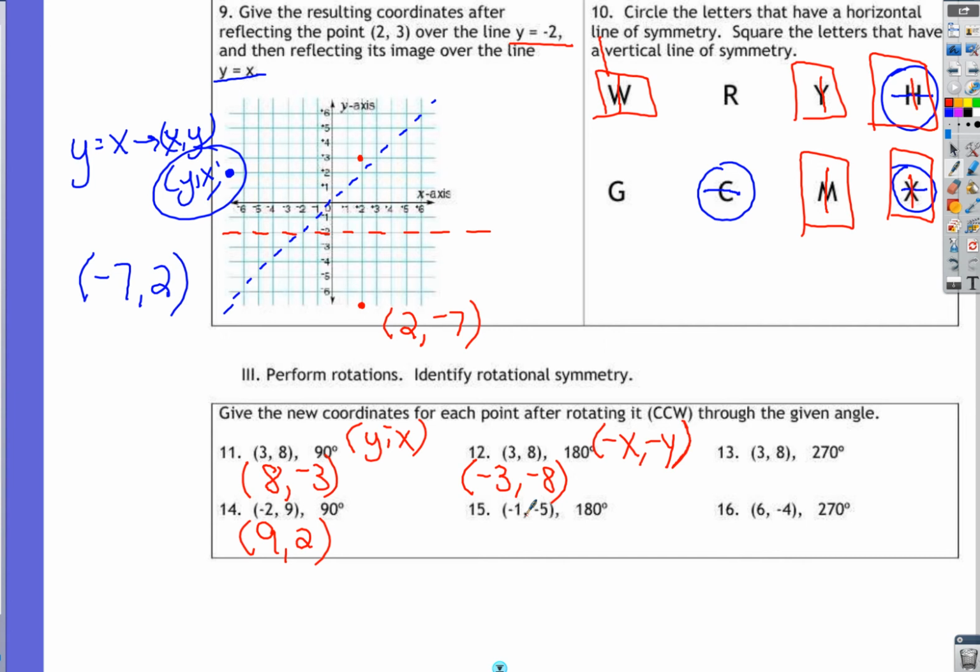What about number 15? Negative 1, negative 5. What does it become? 1, 5. You guys are on fire today. This is awesome.